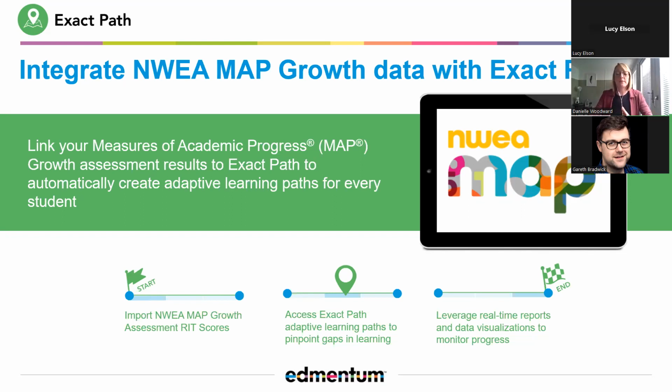ExactPath then creates a personalised learning path that's targeted to each student's unique needs based on these assessment results. And again, it's tailored specifically to their current academic understanding, providing each student the opportunity to progress at their own pace, only on the skills that they don't already know.